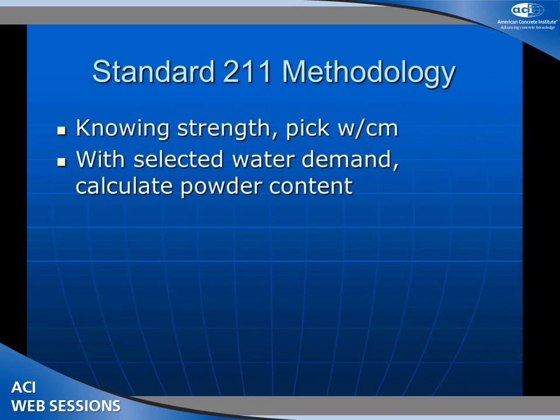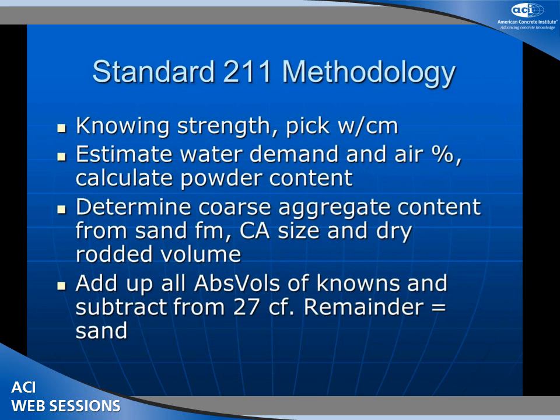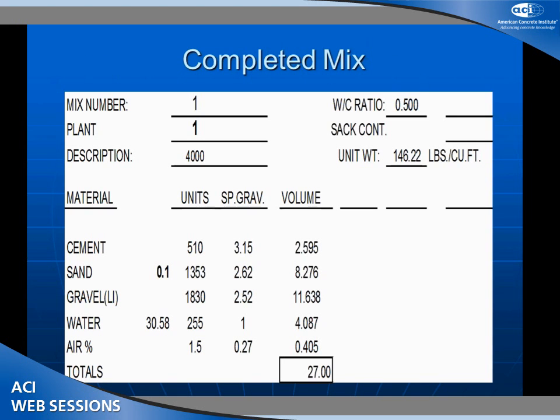Going to strengths, picking water cement ratio off the tables, calculating powder contents back off the water cement ratio and water, using 6.3.6 to determine the coarse aggregate volumes based on the sand FM, so we've been through this already. Add up all absolute volumes of the known, subtract from 27, the remainder is sand. And this is a basic mix design in the city right now.